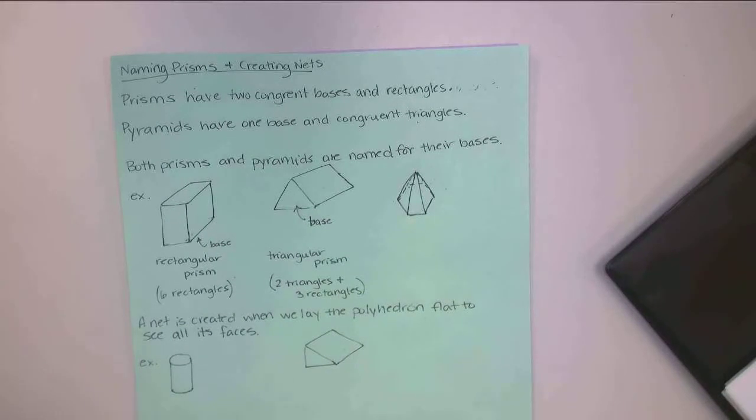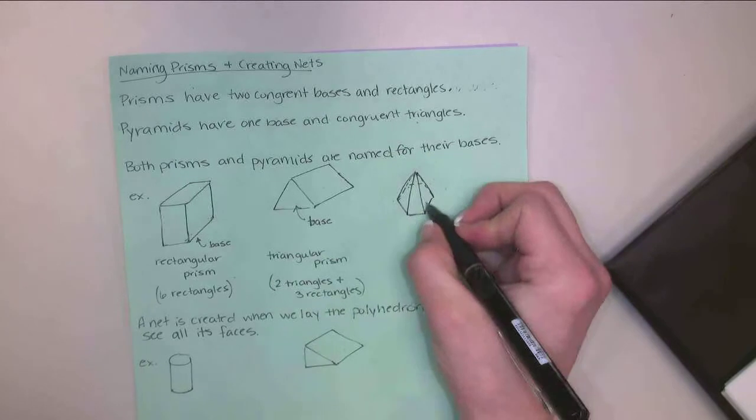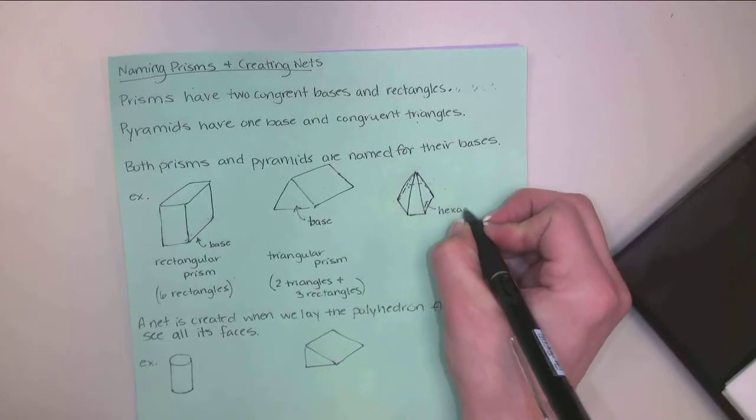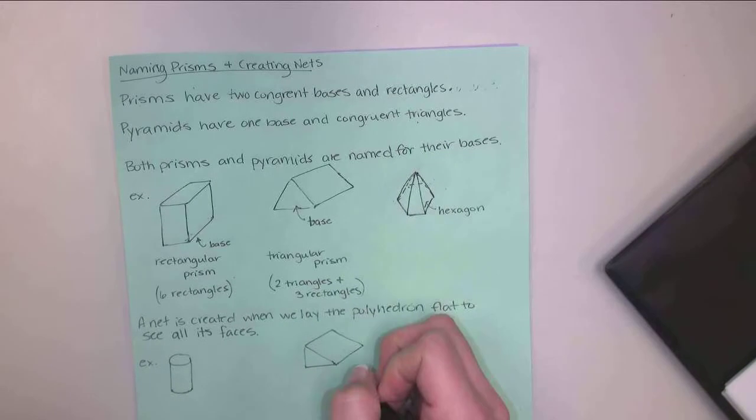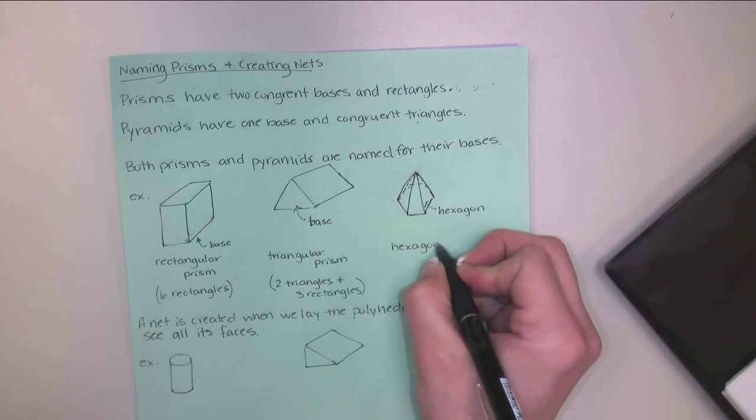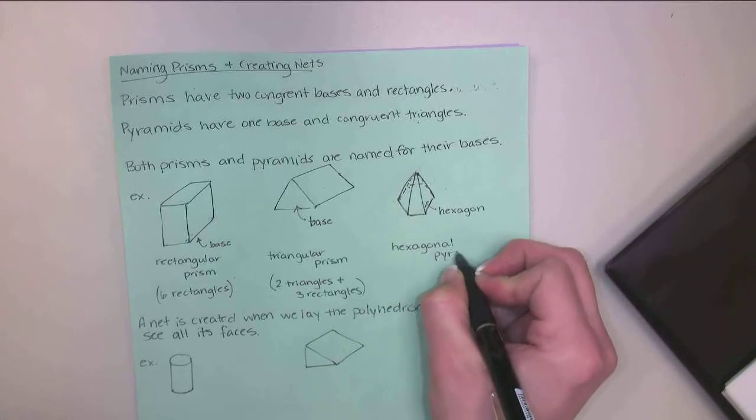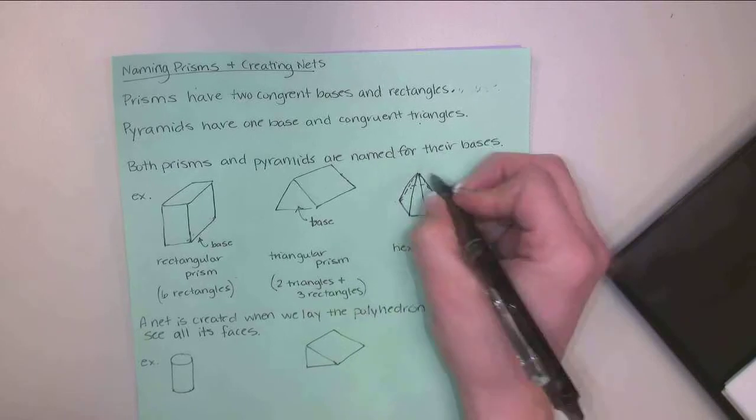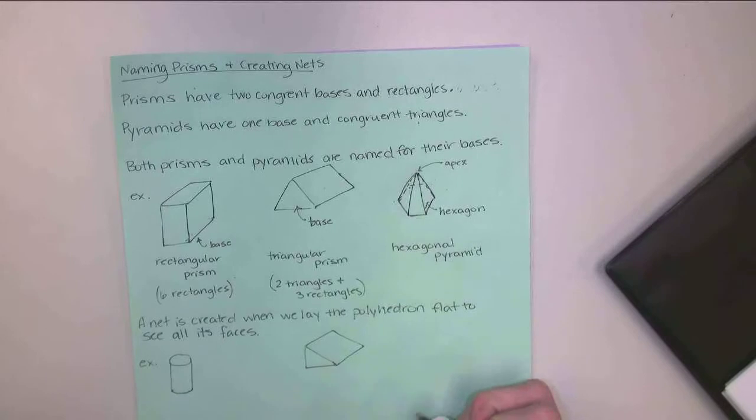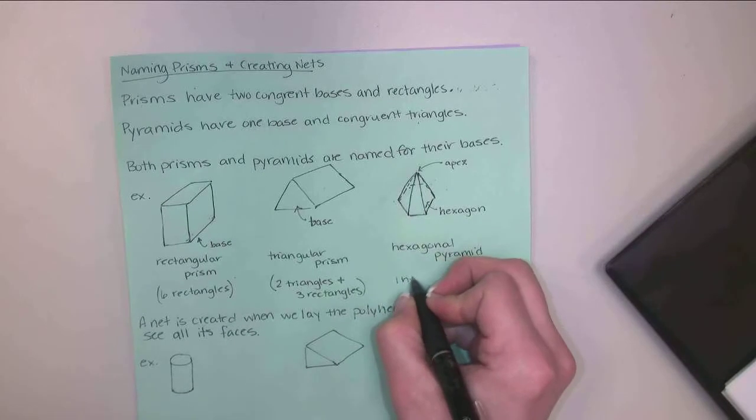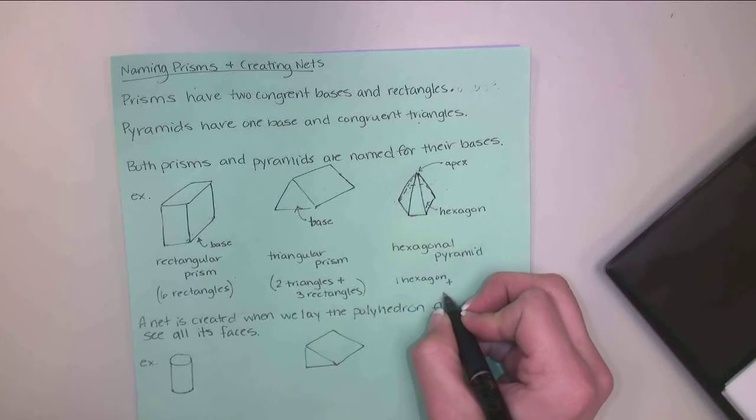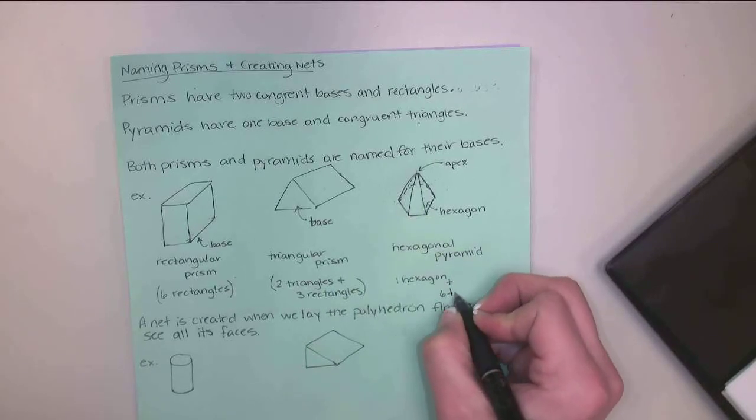Now, my last one is considered a pyramid, because the base that it is sitting on in this case is a hexagon. It has 6 sides, okay, it's a hexagon base. So we will call this a hexagonal pyramid, because all of the triangles come up to an apex, which makes it a pyramid. So we have 1 hexagon and 6 triangles.